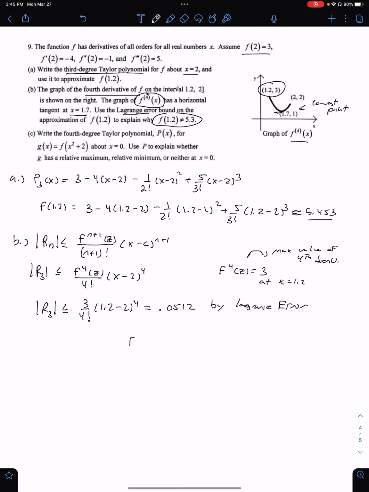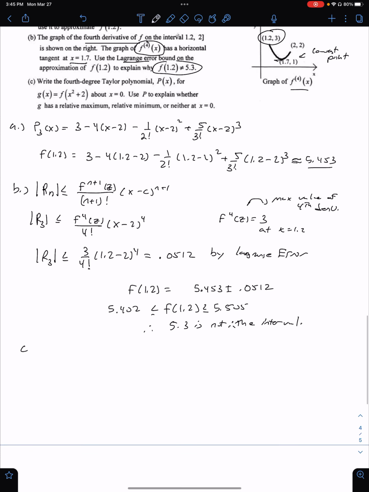So why is our error not there? Well, let's get the actual sum. Well, what should the sum be? The value at 1.2 is going to be our approximation 5.453 plus or minus this 0.0512. So therefore, the actual value at 1.2, and I'm going to use a calculator for this one, I'm going to cheat a little bit, is going to be between 5.402 and 5.505. So therefore, the 5.3 is not in the interval, so it won't work for us right there.